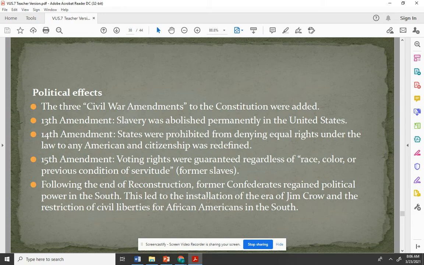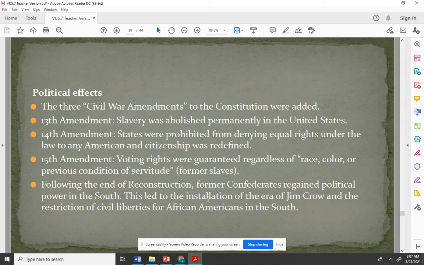The 3 Civil War amendments to the Constitution were the 13th Amendment, which will permanently abolish slavery in the United States, the 14th Amendment, and the one that gets brought up quite a bit. States were prohibited from denying equal rights under the law to any American, and citizenship was redefined. Citizenship becomes, if you are born in the United States, you are guaranteed the same rights as everyone else. A lot of enslaved people had, in fact, been born in the United States. So this was the quickest way to make sure that they were enfranchised, that they were supported.